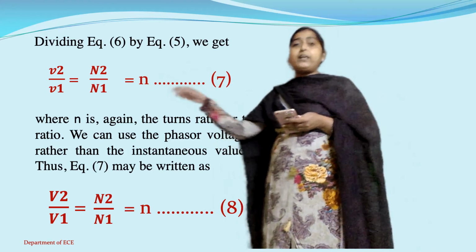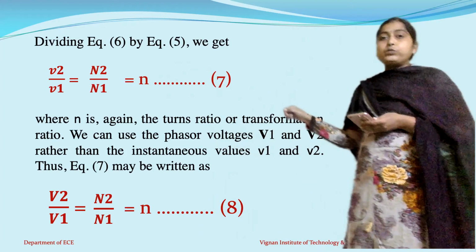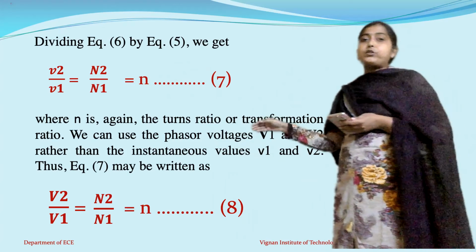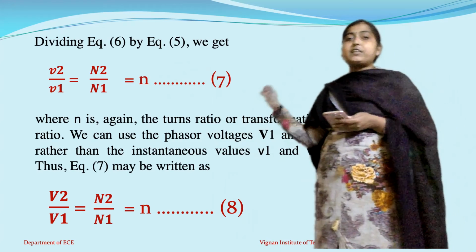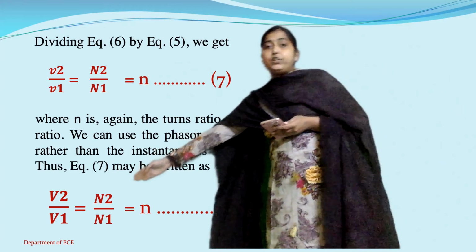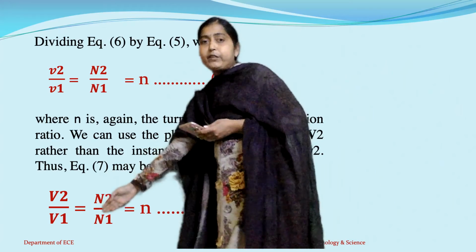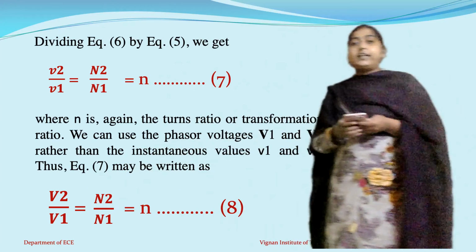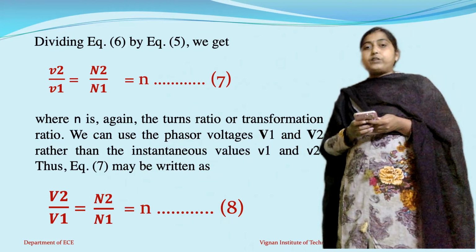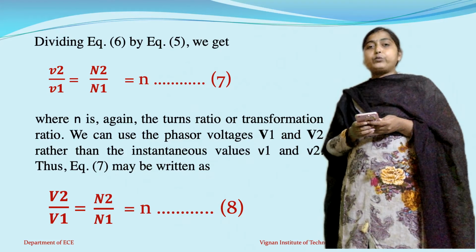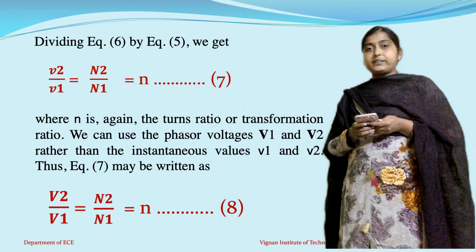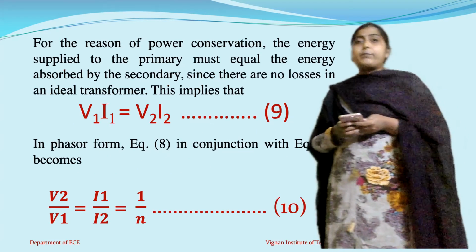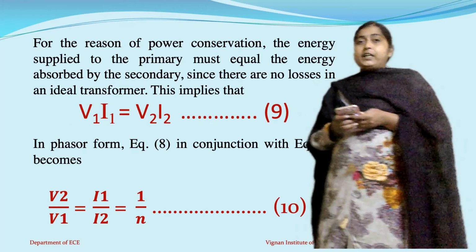Now we can use the phasor voltages V1 and V2 other than instantaneous values of V1 and V2. Then equation 7 can be written as V2 divided by V1 is equal to N2 divided by N1 is equal to N. That is the new definition of the turns ratio with respect to the number of turns in the primary and secondary winding, with respect to the voltage which is induced in primary and secondary winding.